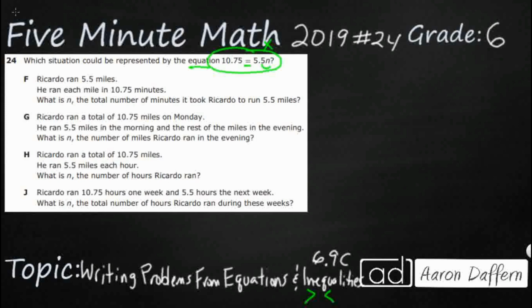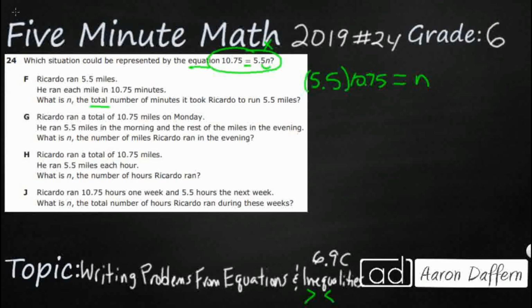So we have right here, Ricardo, let's look at F. Ricardo ran 5.5 miles. He ran each mile in 10.75 minutes. So what is n? The total. So that's going to give us our answer here. So we're looking for equals n. So we're looking for how many miles? 5.5. We're going to multiply that by how long it took, 10.75 per mile.